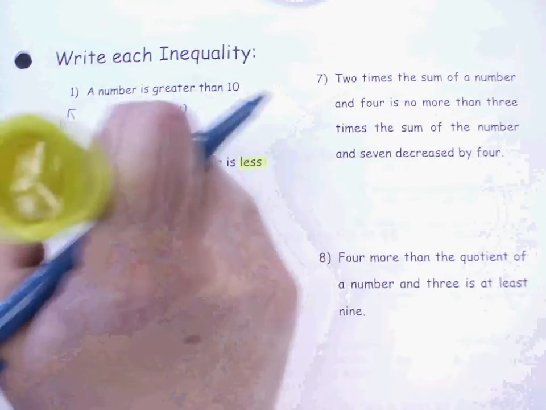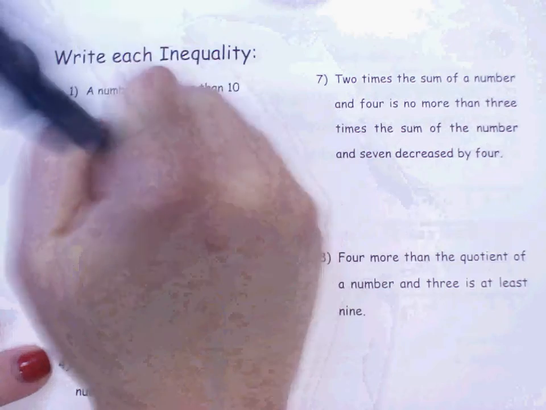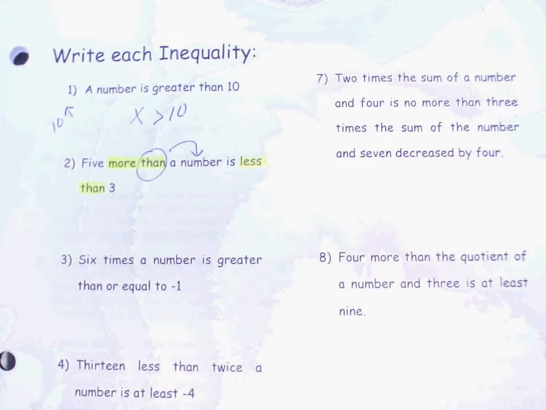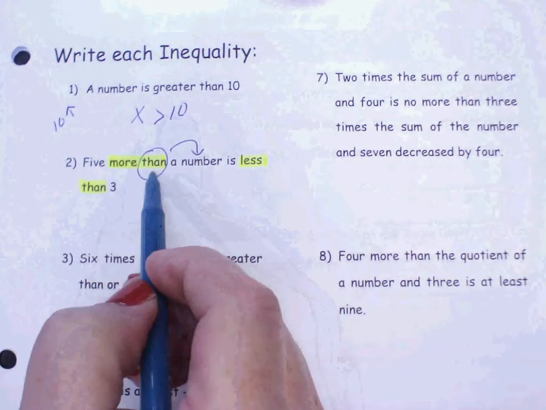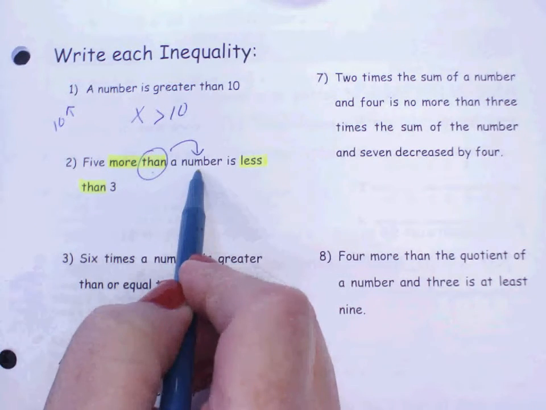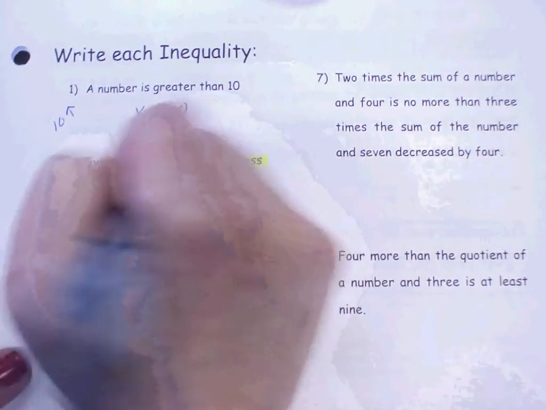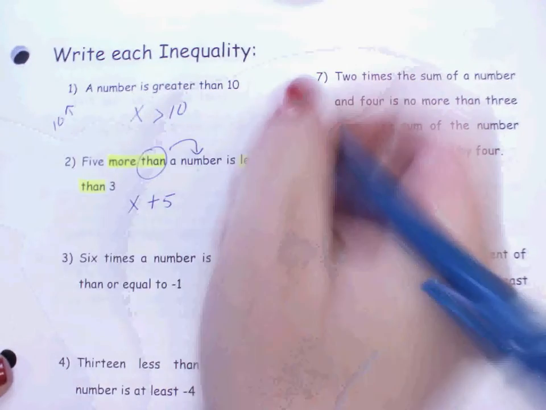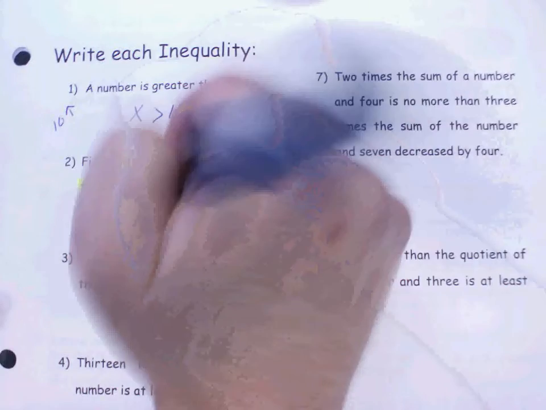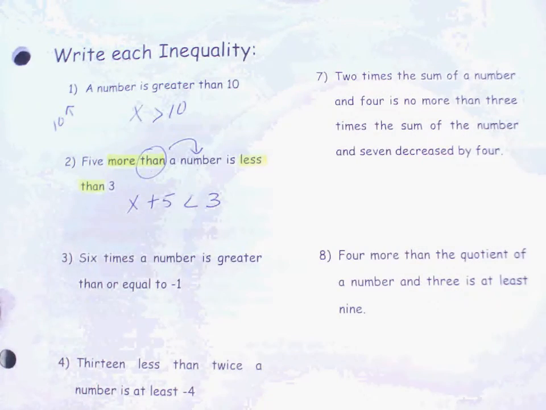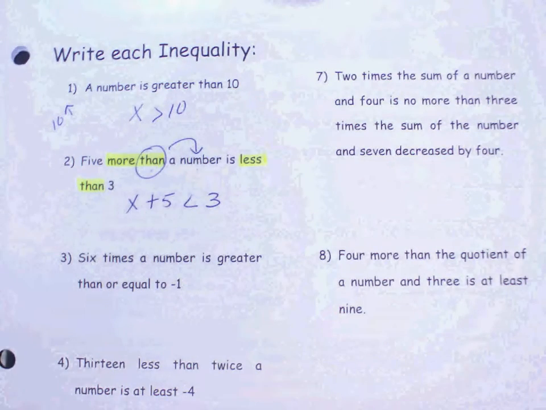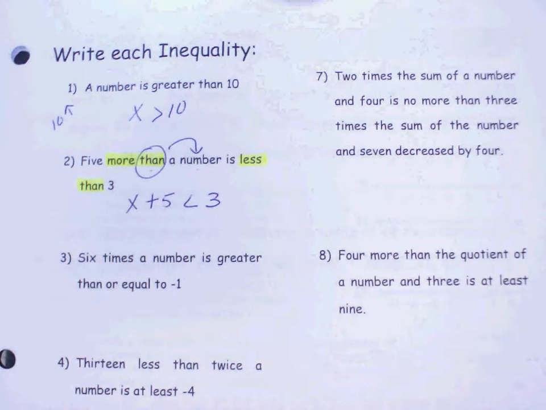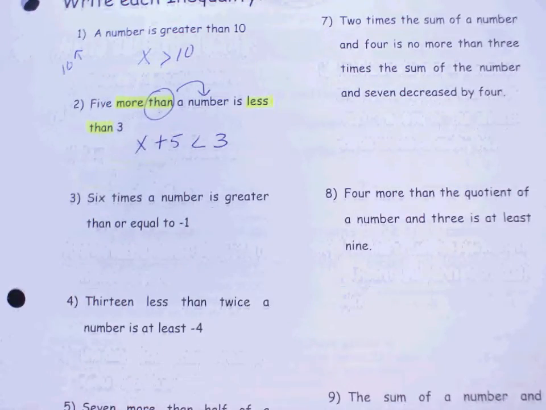All right. More than is your backward word, correct? All right. What goes after than? Your x, because you don't know the number. How much are you adding? 5. And it's got to be less than 3. Exactly that. Less than 3. And if you don't know your signs on your cheat sheet, you have your crocodiles, correct? All right, let's go to the next one.